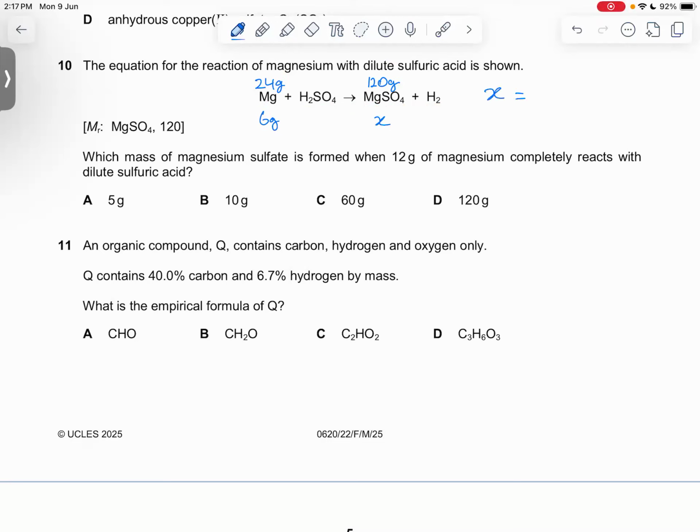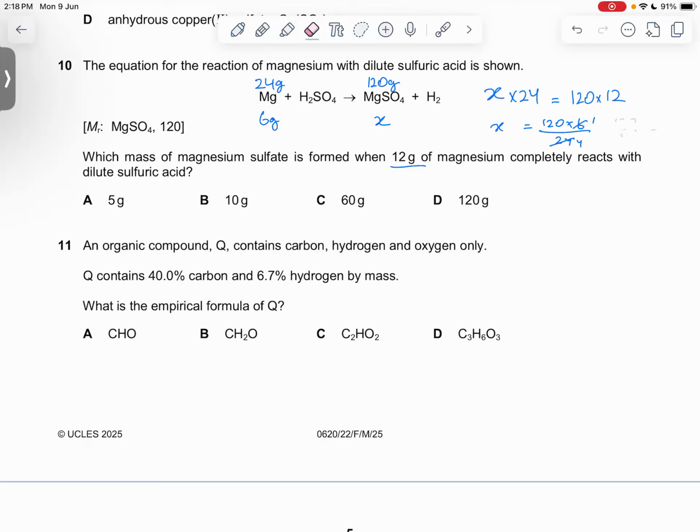So X is going to be equal to, basically we are going to cross multiply. X times 24 is equal to 120 times 6. So X is equal to 120 times 6 divided by 24. 24 and 6 get cancelled. 6 ones are 6, 6 fours are 24. So it's basically 120 upon 4, that is 30 grams. Oh, 1 second. Why did I use 6? Sorry, my bad. It is 12 grams. 12 grams of magnesium was used.